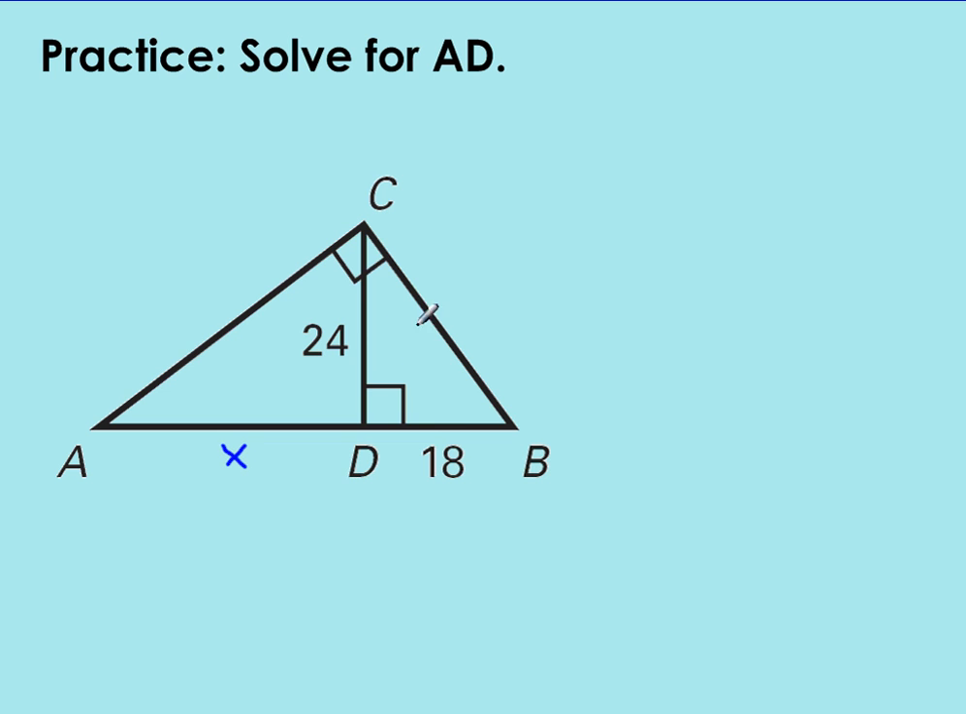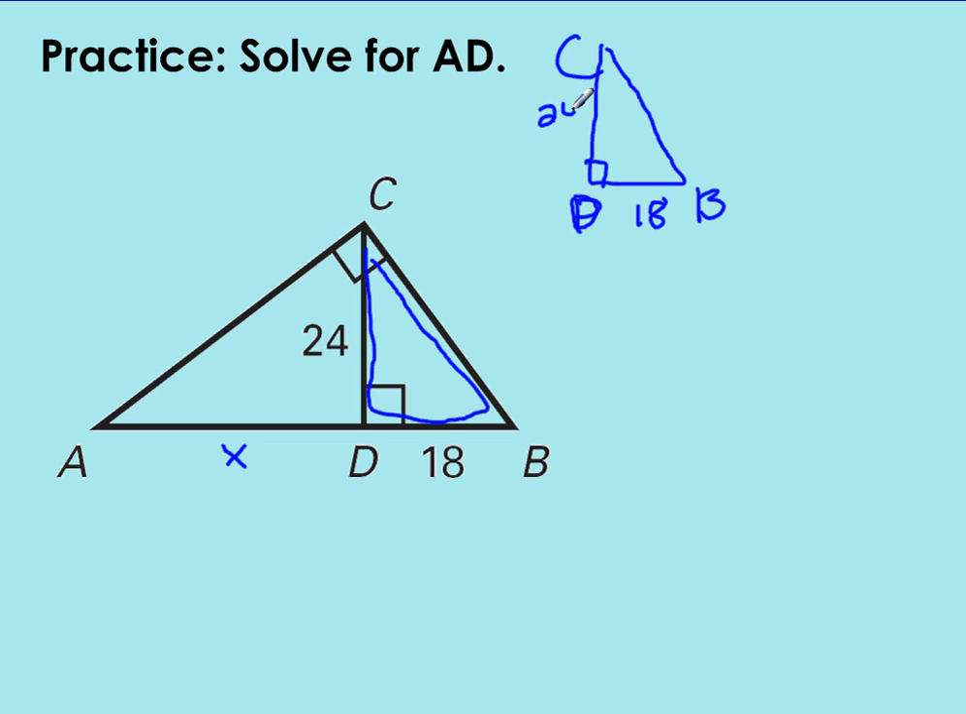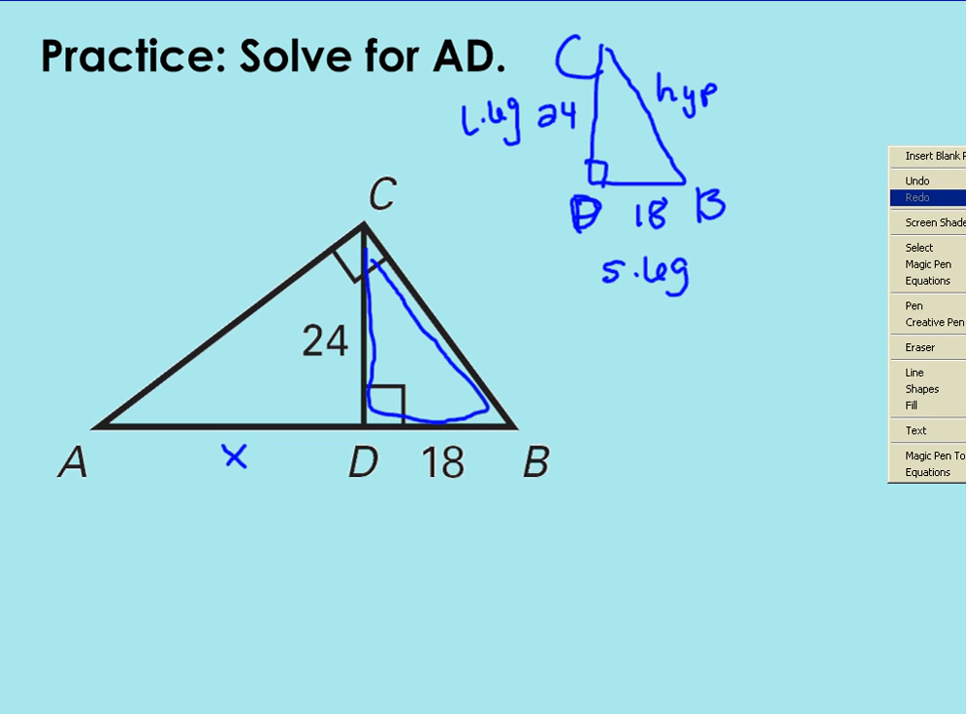So if I redraw this triangle here, CBD, I see that I have this length here, which is 18, and this length here, which is 24. Now looking at this, I know that my hypotenuse is always going to be across from the right angle. This appears to be my short leg, and then 24 appears to be my long leg. And we know this too because of the measures that are given.